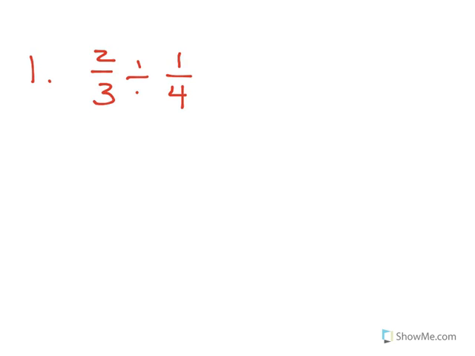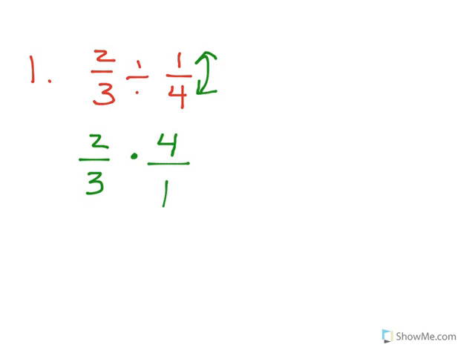So the first word is copy. I'm going to literally copy the first fraction, so just 2/3. Now for dot, instead of a division sign, I'm going to change it to a dot, or a multiplication sign. And for the word flip-flop, I'm just going to flip-flop, or change around, the numerator and the denominator. So instead of 1/4, I'm going to say it's going to be 4/1. Notice I just changed around the 1 and the 4. Flip-flop the position.